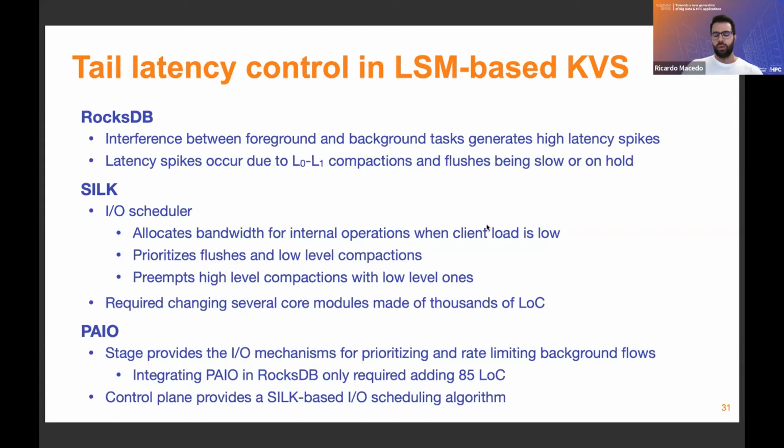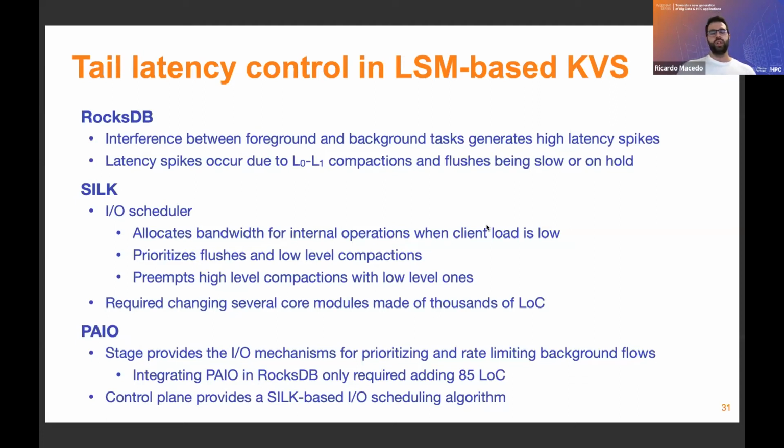So to address this problem, Silk proposed a very interesting solution that provides an I/O scheduler that is able to allocate bandwidth for the internal operations when the client load is low. So it basically adjusts the rate of internal operations when the client requests are not as frequent as previously, not as intensive in that specific period. The second point is to prioritize flushes and low-level compaction.